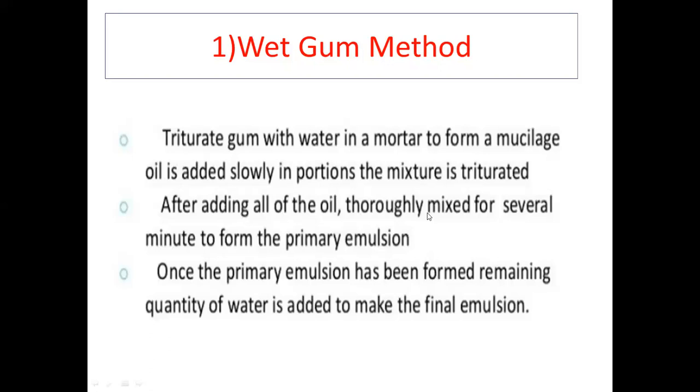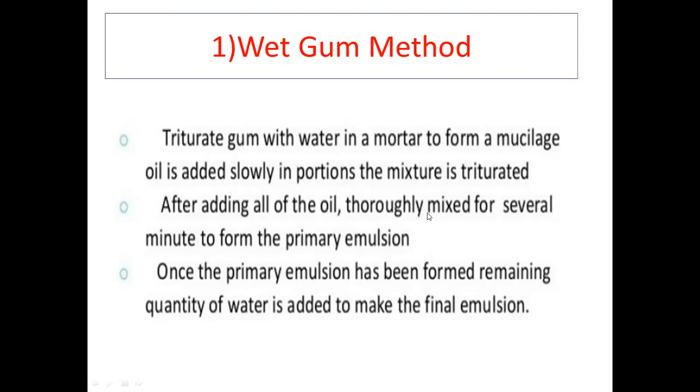Is the screen visible to all? Yes, ma'am. So in the wet gum method, there is a proportion of oil, water, and gum. It is selected by which oil is to be used. So firstly calculate the quantity of oil, water, and gum which is required for preparation of primary emulsion. Then, meaning firstly what we have to do is calculate the oil, water, and gum, in what quantity they are required.